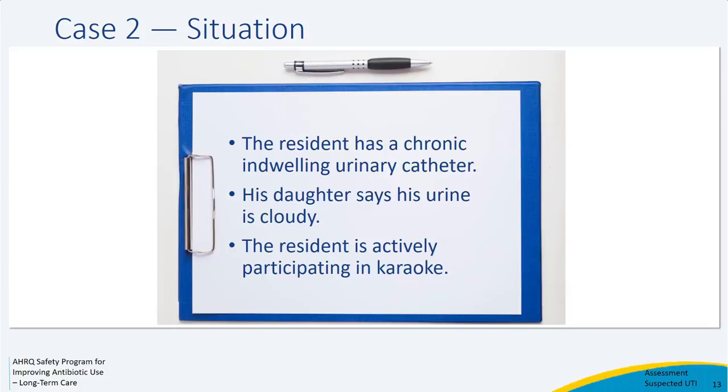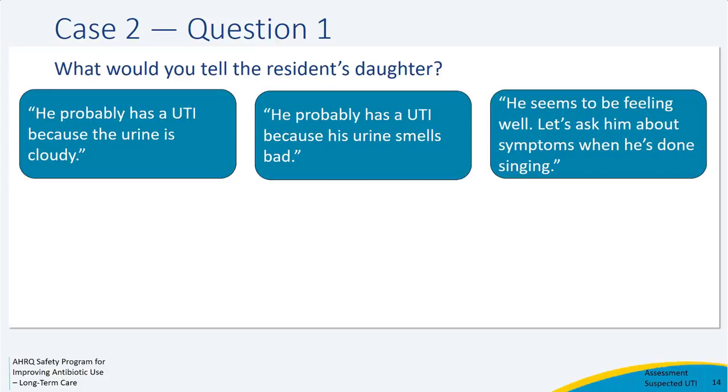Review the resident's case information on the screen. The resident has a chronic indwelling urinary catheter. His daughter says his urine is cloudy. The resident is actively participating in karaoke. Based on the information you just saw and heard, what would you tell the resident's daughter?